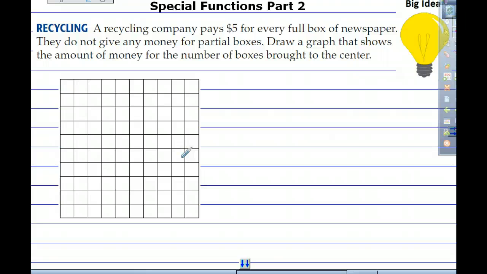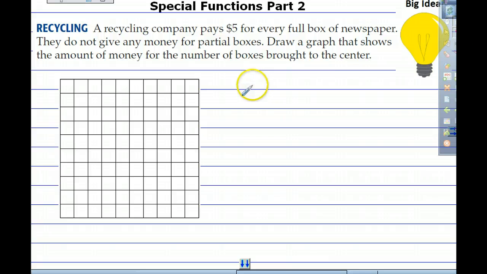All right, what do we think? $5 for every full box of newspaper, but you don't get any money for a half box or 1.5 boxes. You don't get more money. You get $5 for the first one. As soon as you get 2 boxes, then you get $10. So is it possible to get like $7.50 here? No. It's impossible to get $7.50.